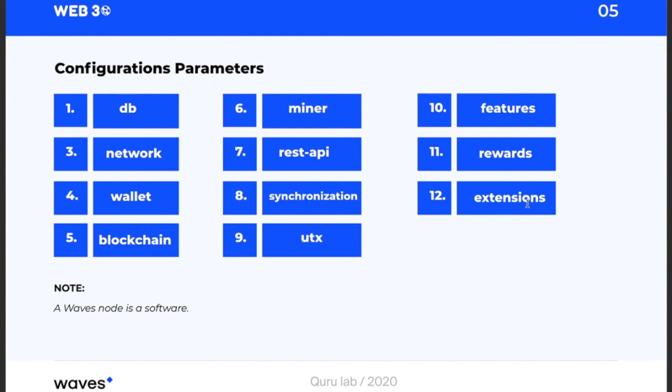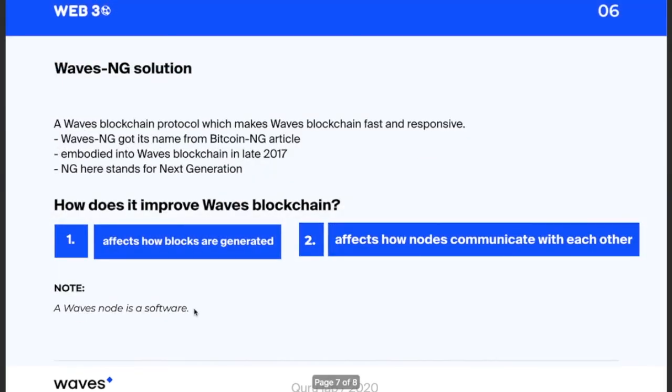And the last one we have here is the extensions. Extensions control the plugins that work with the Waves node. With this extension parameter you can say, I want this plugin to work on my node, I don't want this plugin to work. Okay, don't forget the Waves node is software.